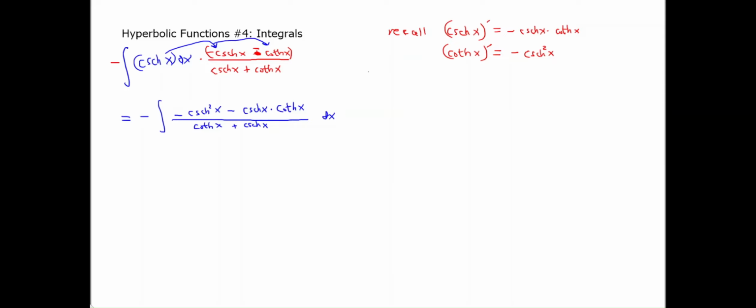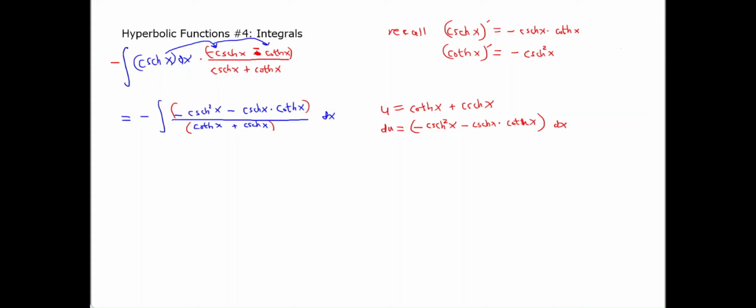All right, now maybe you see what's going on here. I have two terms in the binomial in the denominator, and their derivatives live in the numerator. So maybe a u substitution here. u equals hyperbolic cotangent plus hyperbolic cosecant x. du then is going to be minus hyperbolic cosecant squared minus hyperbolic cosecant times hyperbolic cotangent, and then a dx on all of that.